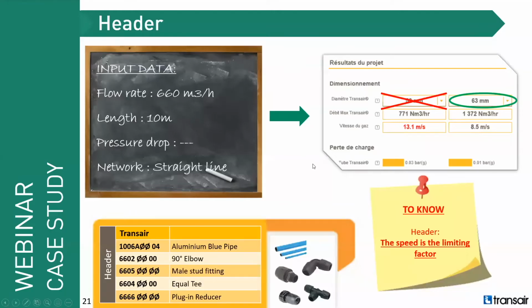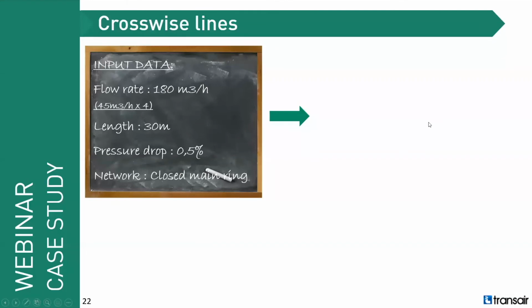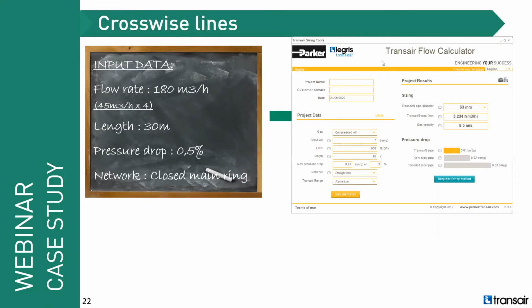Same thing about the line. We're gonna do a sizing. So the flow rate in the line, if you remember, there are the two lines, each one of them having the 4 red points. Flow rate, it's gonna be only the flow rate for that line. So in one line, it can have 180 cubic meters per hour maximum. The length is going to be 30 meters.